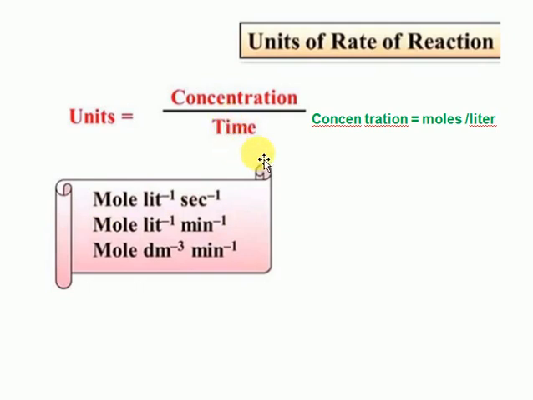Sometimes the time is taken in seconds, minutes or years. So we get moles per liter per minute, written as mol L inverse min inverse. If I take liters as decimeter cube, that's not wrong: mol dm^-3 min^-1. This is very important, students. The units of rate are change in concentration per unit time; concentration in moles per liter, time in seconds or minutes. Based on the units we calculate the rate of chemical reactions; different units give different rate values.